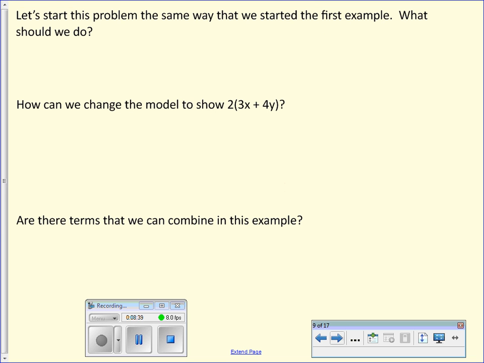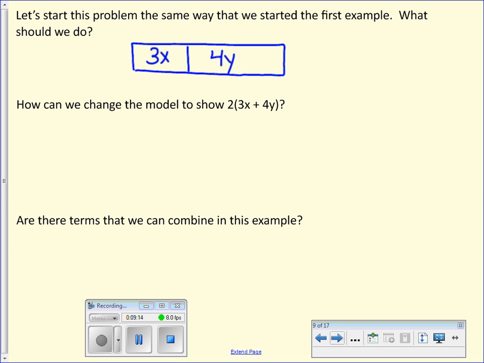So let's start this problem the same way we started the other one. If we want to see two groups of 3x plus 4y, let's just start with one group of 3x plus 4y. Now be careful. A lot of people want to jump in and draw 3x's, but we don't have to. 3x is a term that we can keep together, and 4y is a term that we can keep together. So that's our model.